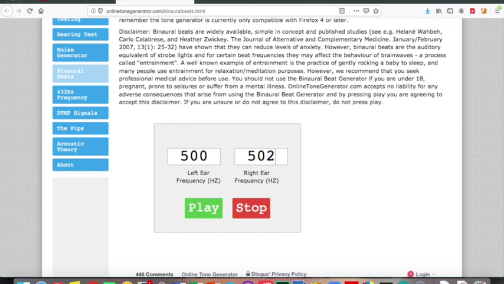Let's step up this frequency, and we can hear a higher beat frequency because it's 2 Hertz. And we can keep going. I can jump up, make it even higher.